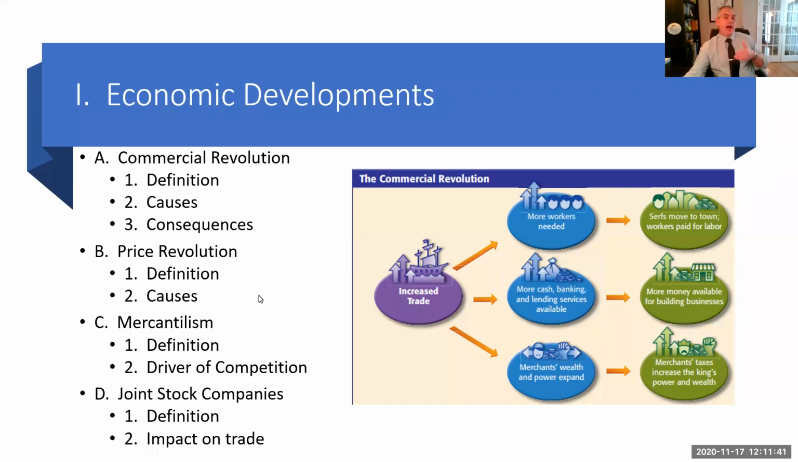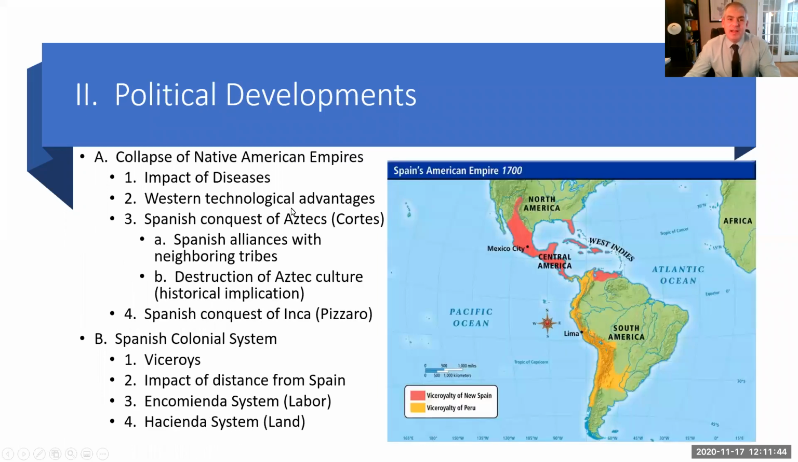Now let's shift away from the economics and talk about the politics. And for this, it may look like more, but actually it's going to go quick. So the first thing is that as the Spaniards and the Portuguese show up, there's a collapse of the Native American empires. And we're particularly focused on the Aztecs and the Inca. So one of the big reasons that empires like the Inca and the Aztecs fall is because of diseases. Diseases are going to kill major leaders, which is going to spark political instability. It's going to devastate populations, and that's going to have a ripple effect.